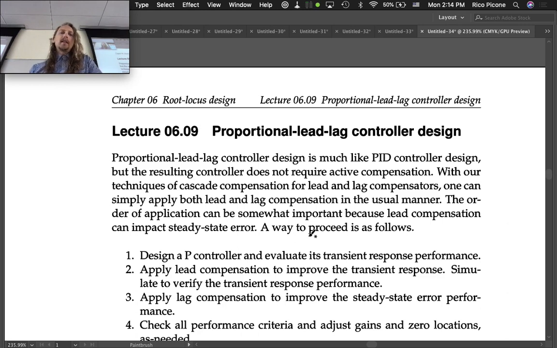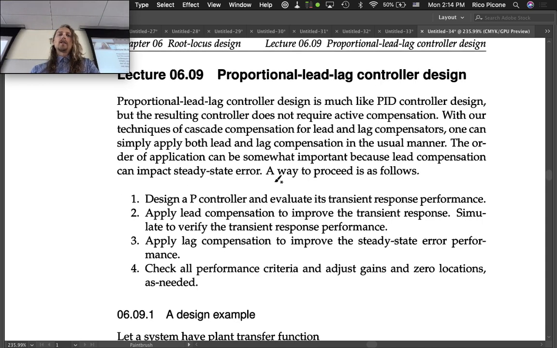With our technique of cascade compensation for lead and lag compensators, one can simply apply both lead and lag compensation in the usual manner. The order of application can be somewhat important because lead compensation can impact steady-state error. So a way to proceed is as follows.